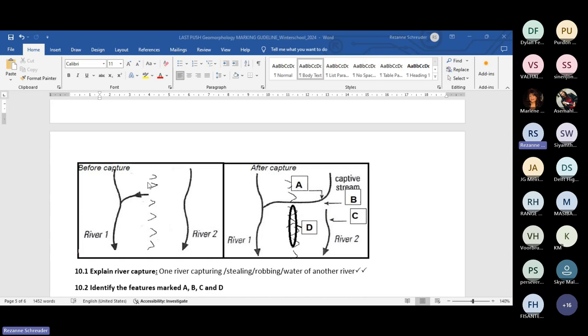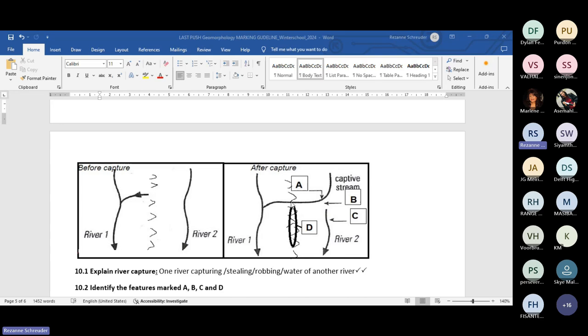So before capture, so these little scribbles would be our watershed. So then you have the captive stream. Okay, so in other words, this river was captured. So the robber is holding this river captive. So river one eroded through the watershed and captured river two.